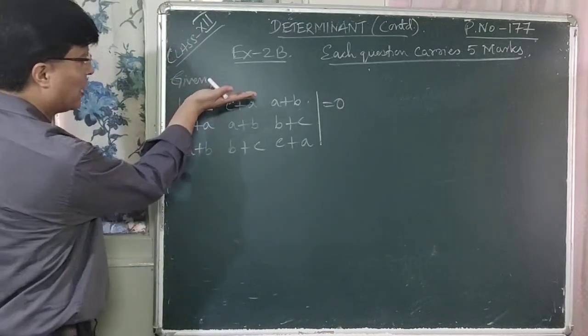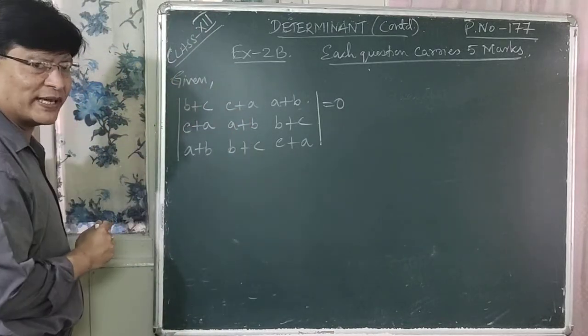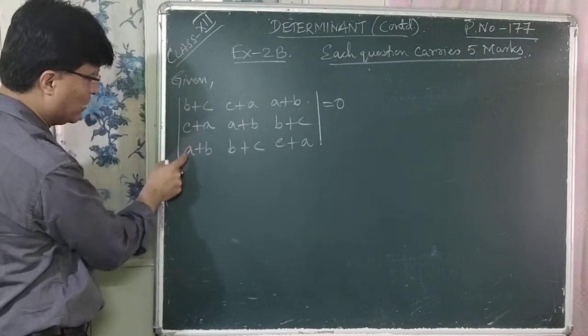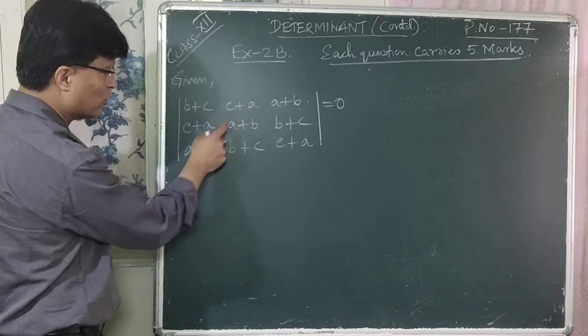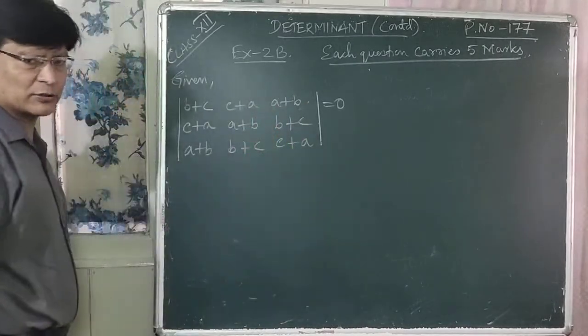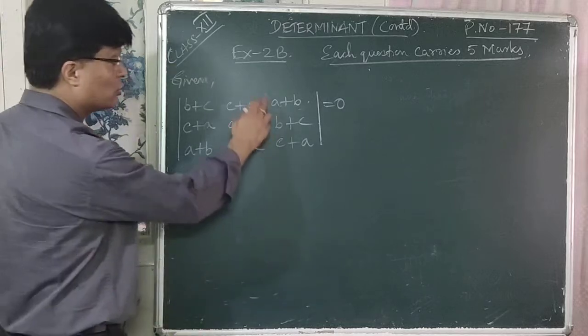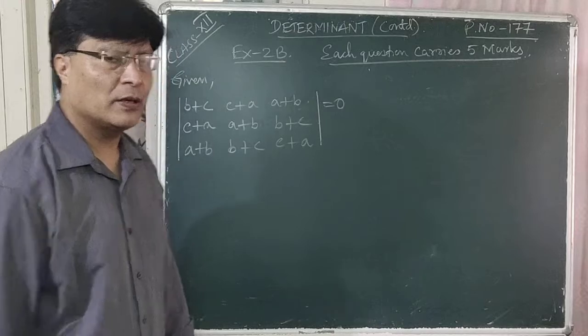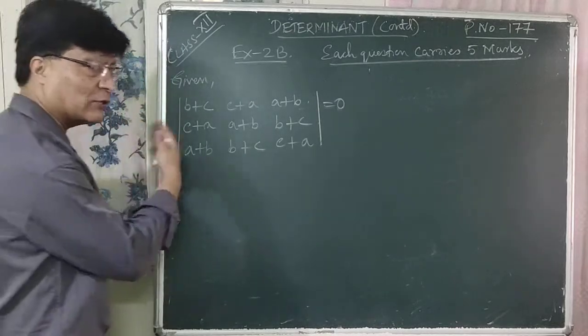So if you do R1 plus R2 plus R3, what do we get? 2A plus 2B plus 2C. This is also 2A plus 2B plus 2C. This is also, if all the terms of the third column are added, then you will get 2A plus 2B plus 2C. That means we are getting the same elements in the first row. So you can apply it in column also.